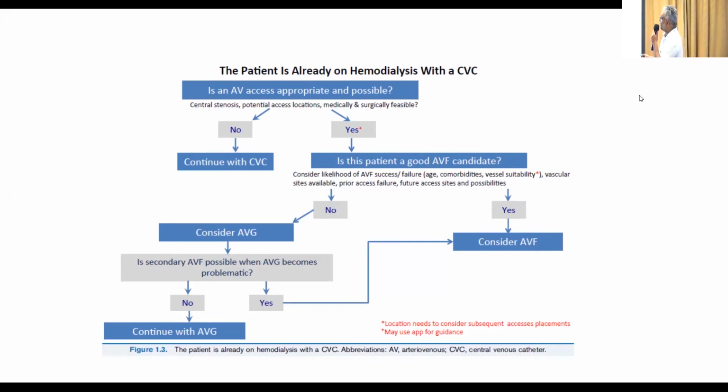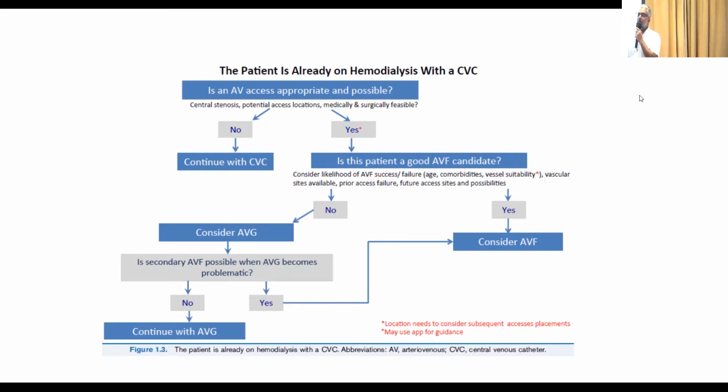So let's say a patient was started with a CVC, and then you check if your AV access is appropriate. There's no central stenosis. There's potential vessels. Then go ahead and do a fistula. But if you have all these other issues, which we usually have, you have already central stenosis. The veins are quite small. Then you can continue with your tunnel catheter. Again, reassess this every time the patient comes to you.